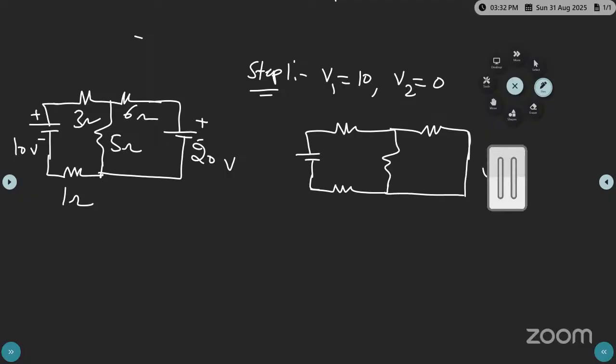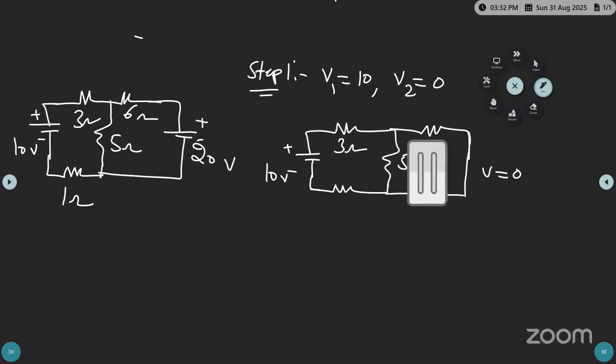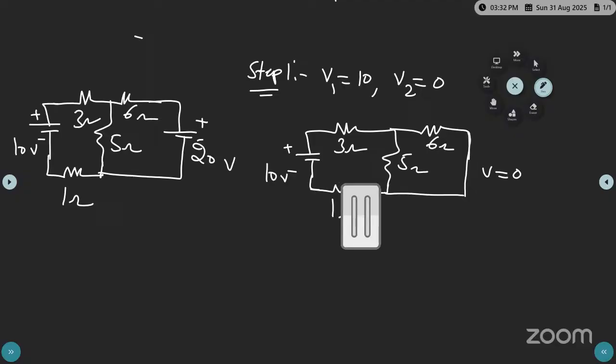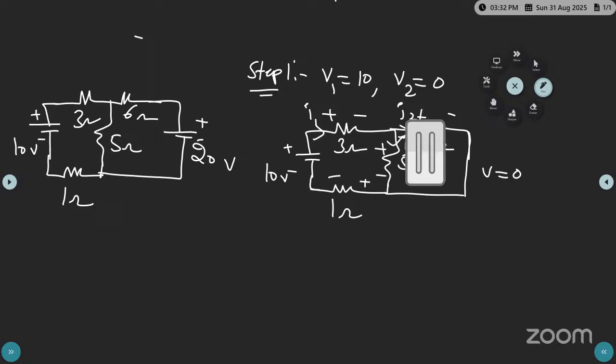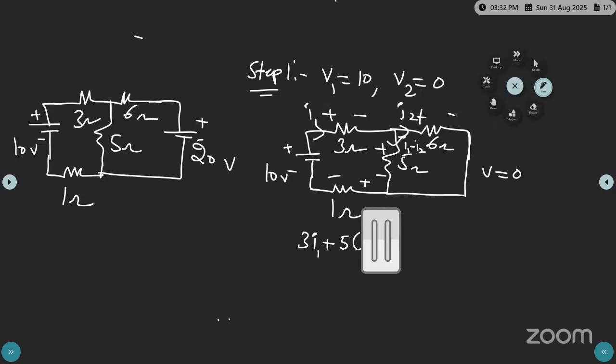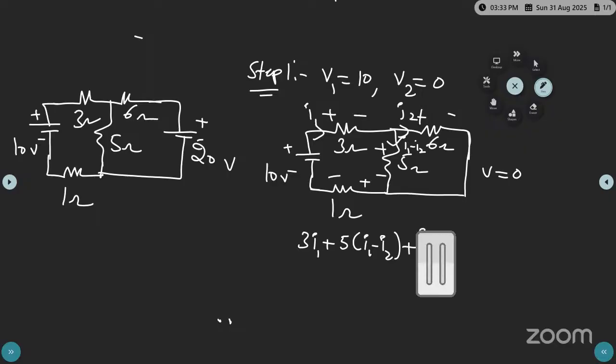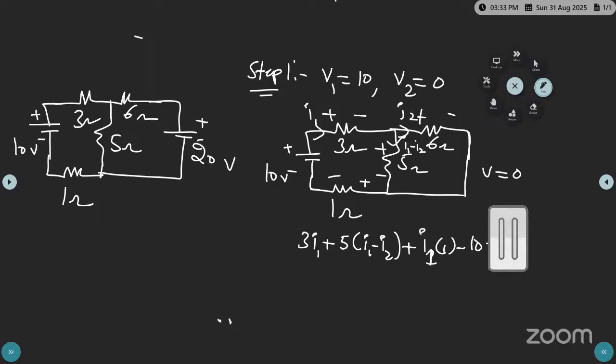What is the value here? The voltage is becoming 0 now. Here we have the 10 volt source. 3 ohm, 5 ohm, 6 ohm, 1 ohm. Now for this circuit, are you able to find the current through the 5 ohm? By applying mesh analysis, calculate the current through the 5 ohm. Plus, minus, plus, minus. So this is I1. This is I2. What is the current through the 5 ohm? I1 minus I2. What is the first equation? 3I1 plus 5 into (I1 minus I2) plus I1 into 1 minus 10 is equal to 0.